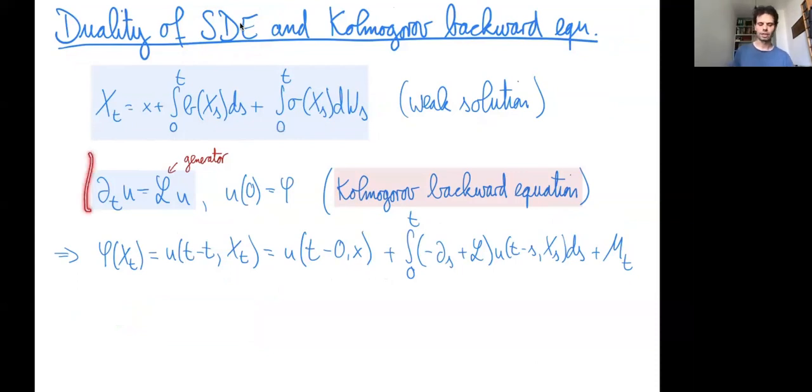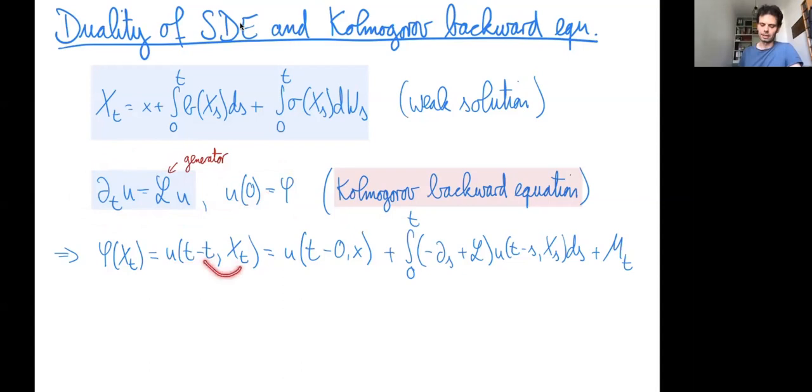And let's say we're able to find a strong solution to the Kolmogorov backward equation, where L here is the generator: b times the first derivative plus 1/2 sigma squared times the second derivative. We find a C2 solution to that, for a given initial condition phi. Then we can apply Ito's formula to see that phi of x_t, since u_0 is phi, is equal to u_{t-t} of x_t.